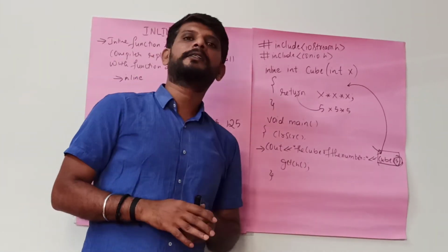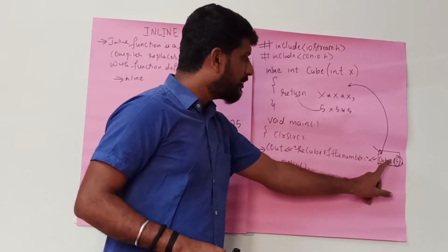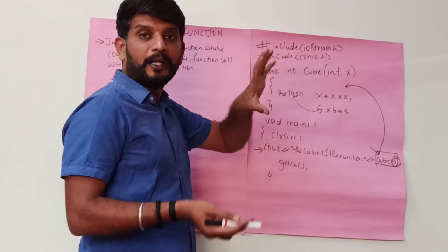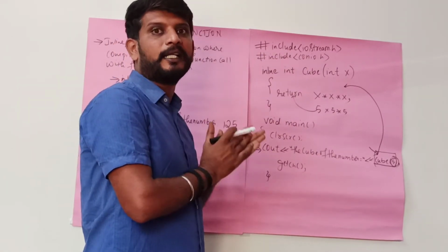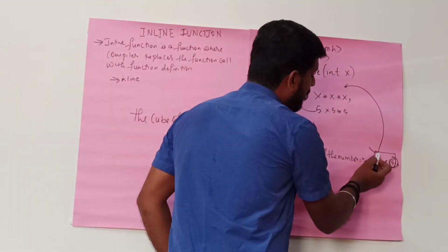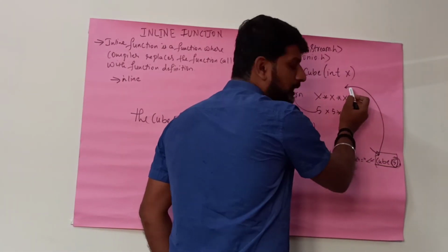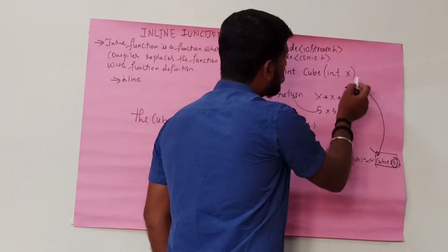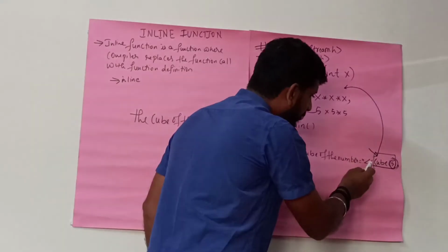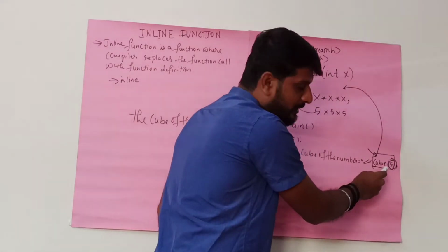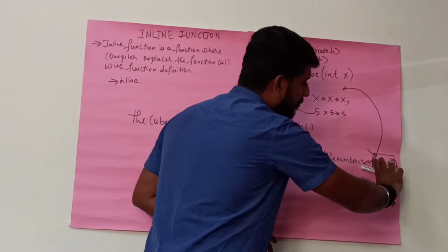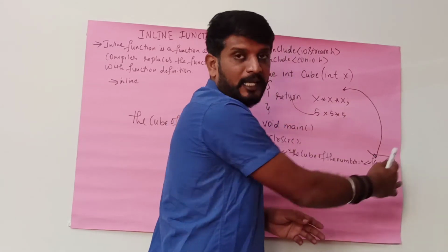So an inline function is nothing but a function where the function call, this is the function call and this is the function definition. Previously, whenever you were not using the inline function, whenever you called the function, the compiler searched for the function definition and replaced the value over here. Now since it is an inline function, this function call will be replaced with the function definition and it will get executed.